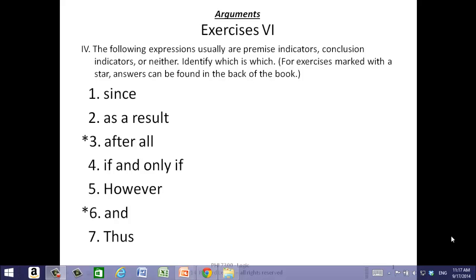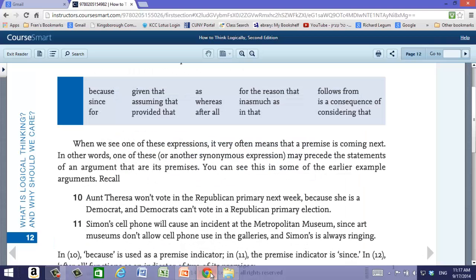We're asking you to identify whether these words and expressions are premise indicators, conclusion indicators, or neither premise indicators nor conclusion indicators. Now, some of you are going to think immediately, oh gee, what should I do? I should just jump over to page 12 in the text, because there we give two lists, which start off the page. Let me go back one to page 11.